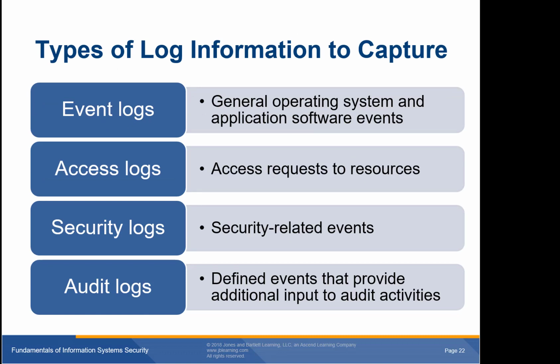Let's look at the types of log information to capture. Your organization might need a large number of logs to record all the activity on your systems, networks, and applications. The four main types of logs that you need to keep to support security auditing include event logs. These are general operating system and application software events. Access logs. These include access requests to resources. Security logs include security-related events, and audit logs have defined events that provide additional input to audit activities.